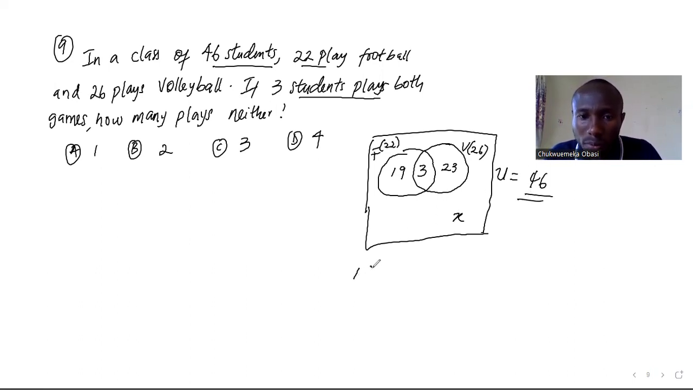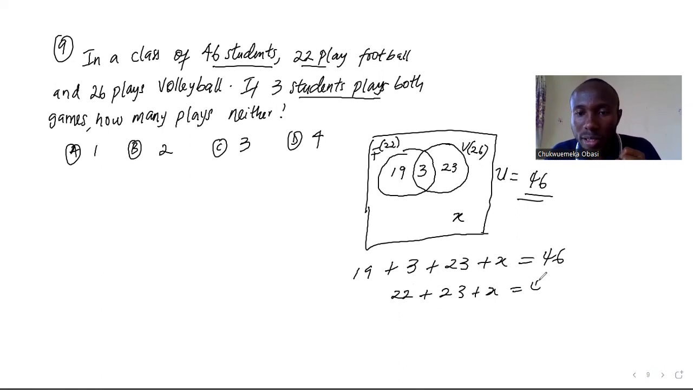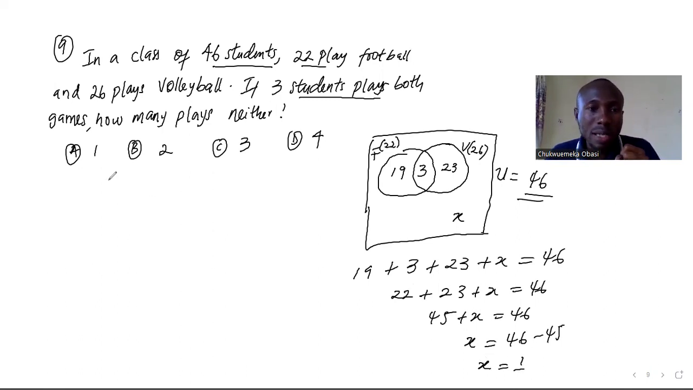So we have 19 plus 3 plus 23 plus X. Everybody must sum up to 46. So now 19 plus 3 will give me 22. 22 plus 23 gives me 45, so 45 plus X equals 46. When you collect like terms, you have X equal to 46 minus 45. And finally, X is equal to 1. So our answer is A.